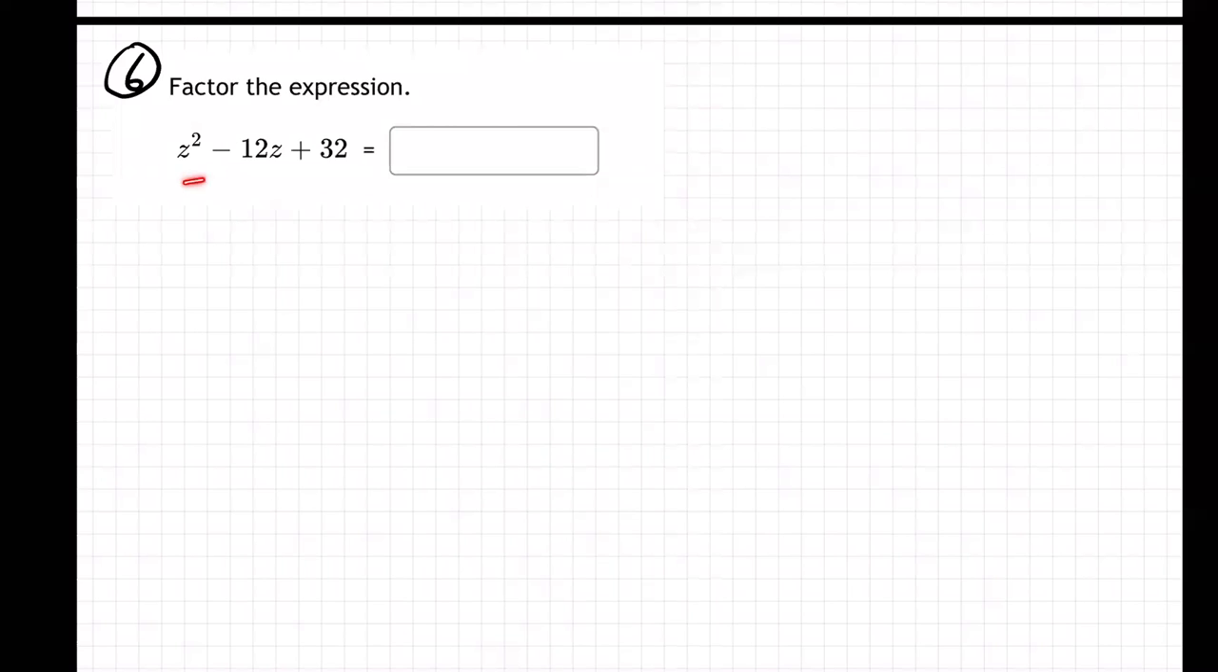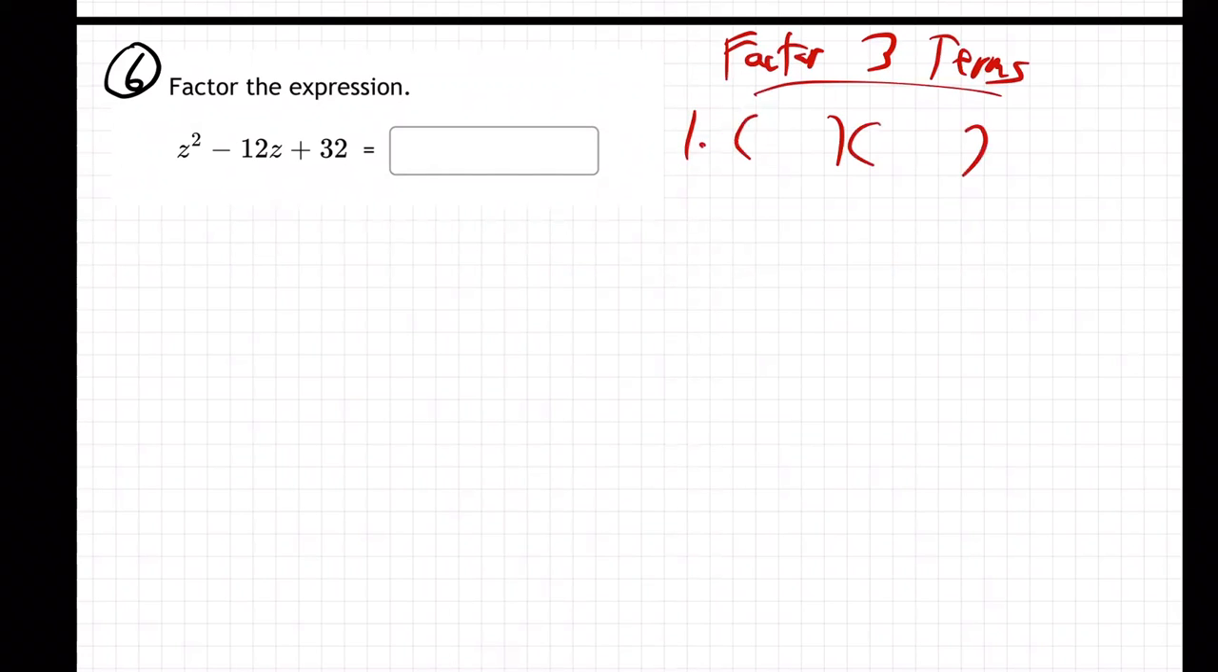So on this one, we need to factor. We got 3 terms. So how do we factor the 3 terms? First off, step 1, you write the 2 parentheses with the x's in the front.